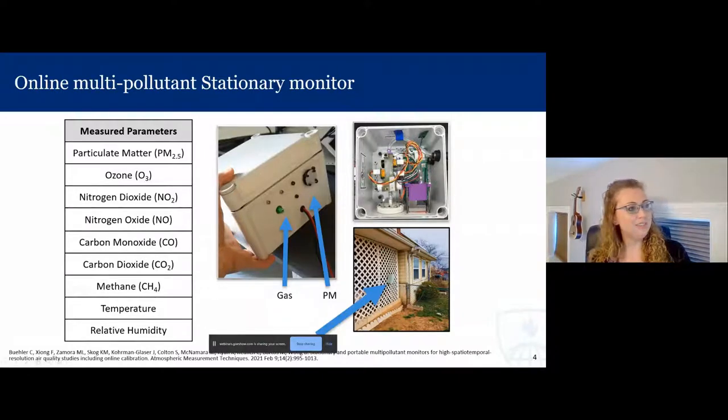Here's just a snapshot of the inside. But most exciting about these multi-pollutant monitors is that we measure 7 different pollutants using these new low-cost sensors. So PM2.5, ozone, NO2, NO, carbon monoxide and carbon dioxide, methane, temperature and relative humidity. Again, these are important criteria pollutants and some greenhouse gases.